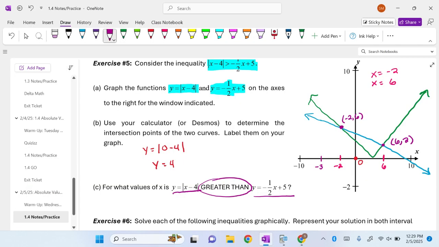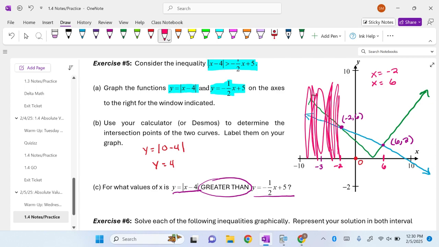So if I were to shade this, where would I want to shade? Would I want to shade to the left of negative 2 or to the right of negative 2? Think about where 0 fell. Which one had the bigger y value, the absolute value or the linear? And think about where negative 3 fell and which one had the bigger y value. We're looking for the absolute value to have the bigger y value. So would I shade to the left or to the right of negative 2? The left. So I would shade over here.